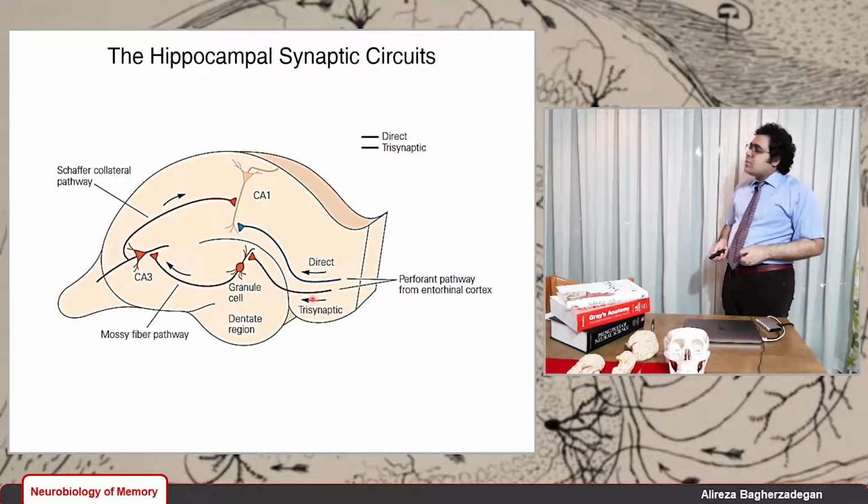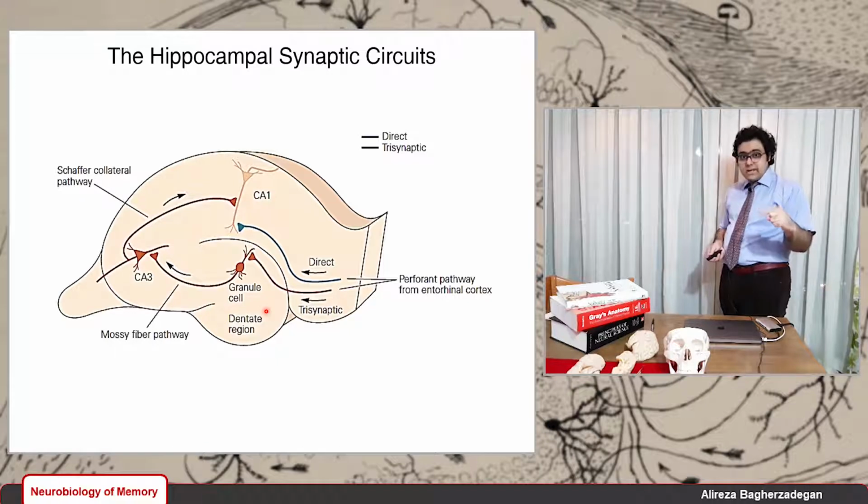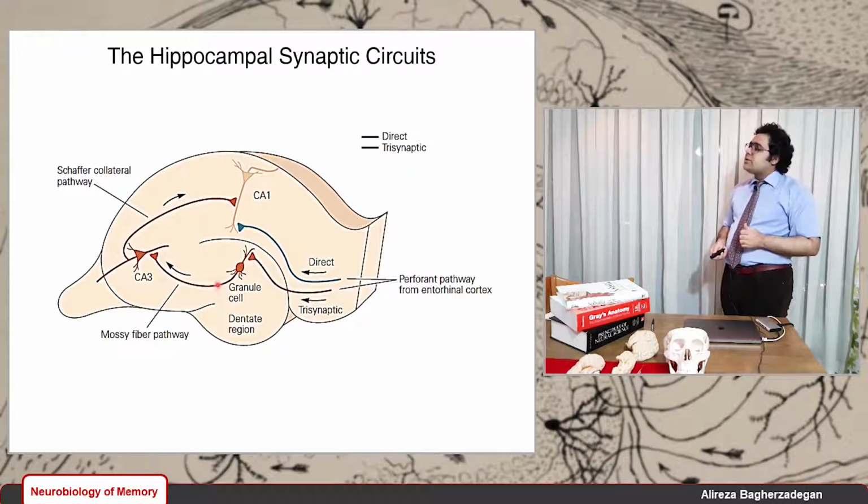But there is a trisynaptic one, and the initial leg of this trisynaptic pathway originates from the second layer of the entorhinal cortex, and the pyramidal cells in the second layer contact the granule cells in the dentate gyrus, and then these granule cells contact the CA3 pyramidal cells through the Mossy fiber pathway. And then these CA3 pyramidal cells send their axonal collaterals to more proximal regions of these CA1 pyramidal cells through the Schaffer collateral pathway.